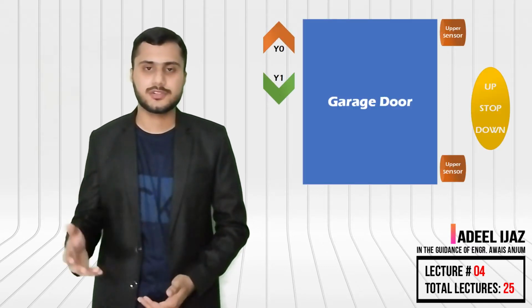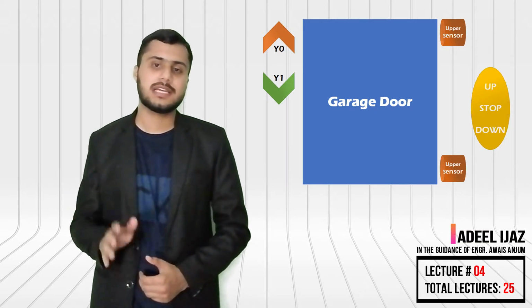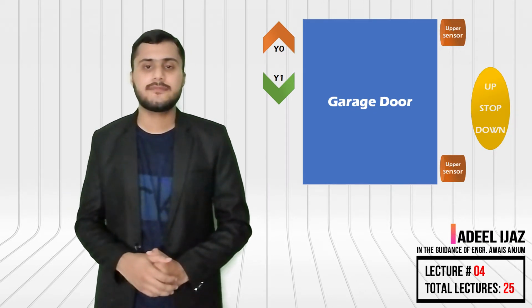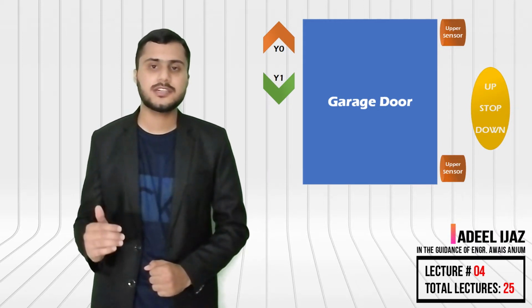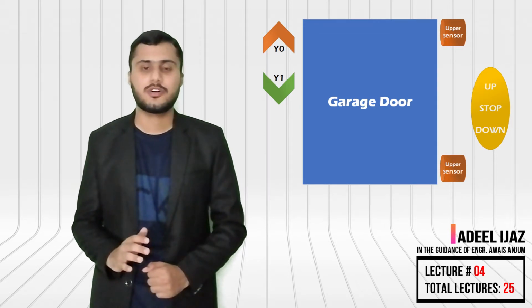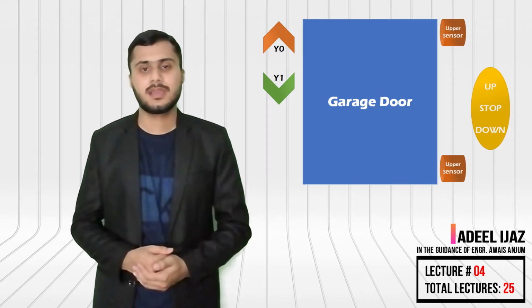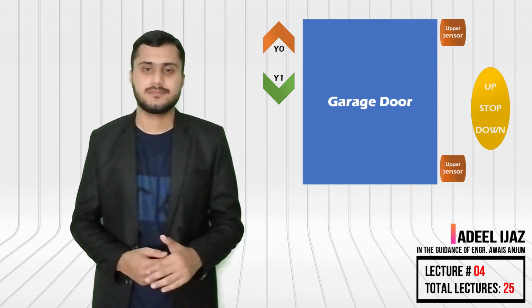Now let's talk about some real world problems. For example, we have a garage door. We want to control the door by three switches attached to the door. The first switch is for moving the door upwards. The second switch is for stopping the door at a specific position or in case of emergency. The third switch is for moving the door in a downwards direction.